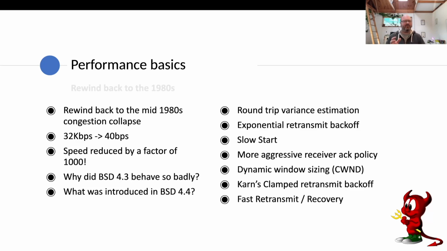So the operating system, BSD 4.3, why did that behave so badly? And then what did they introduce into BSD 4.4 to make it perform better? Well, what they introduced was 7 new features. They are round-trip variance estimation, exponential retransmission back-off timers, slow start, aggressive receiver ACK policies, dynamic window sizing, being the congestion window, Karn's clamped retransmission back-off, and fast retransmit and fast recovery, which are really important things to understand why that original RFC 793 TCP looked different from what, say, New Reno looked like when Linux kicked off in about '91, rather.